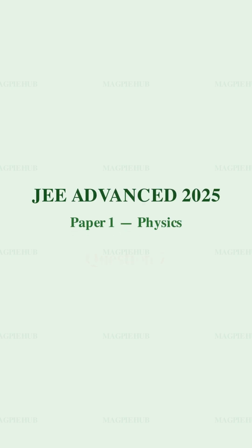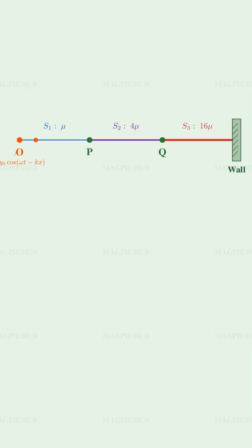JEE Advanced 2025, Paper 1, Physics, Question 7. Here is the setup. A wave generator at point O is connected to string S1 with linear mass density mu. S1 connects to string S2 at junction P, where S2 has density 4 mu. Then S2 connects to string S3 at junction Q, where S3 has density 16 mu. The far end of S3 is fixed to a rigid wall.